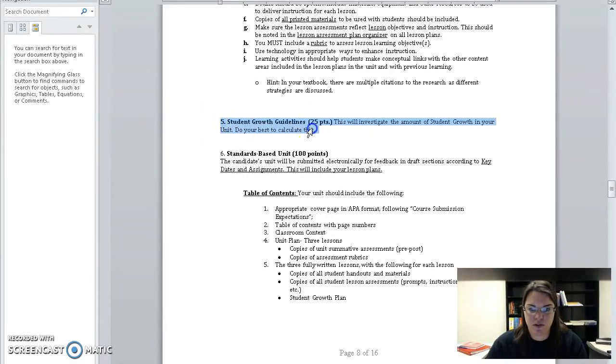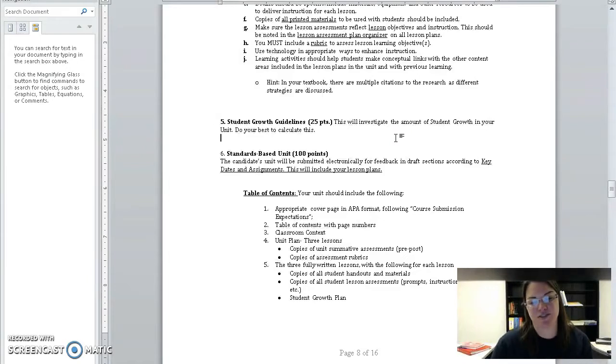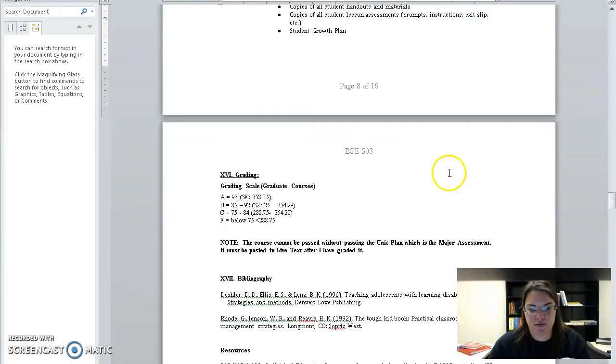Then there'll be a student growth guideline, and you're going to look at the growth of your unit. And sometimes you're not really quite sure, so you just do your best. If you haven't taught all 3 lessons, you're going to have to project what you think will happen. And then you have your unit plan, which is worth 100 points, and that is the compilation of everything that you've done, and that is what will go into LiveText.